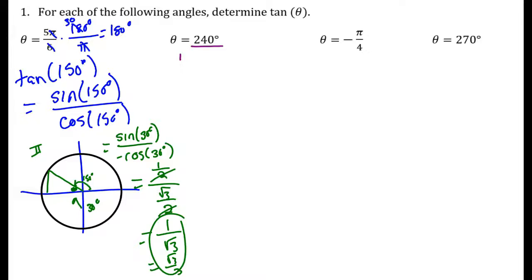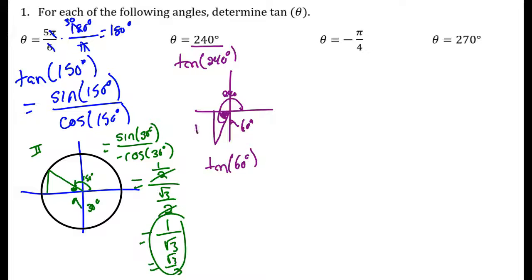Tan of 240. Tan of 240. Well, let's spin to quadrant 3. If that's 240 degrees, my reference angle there is 60, because that's 180, I need to spin another 60. So what's the tangent of 60? We're in the third quadrant, so tangent's positive. Tangent's positive in quadrant 3, so I just need to know what's the tangent of 60.